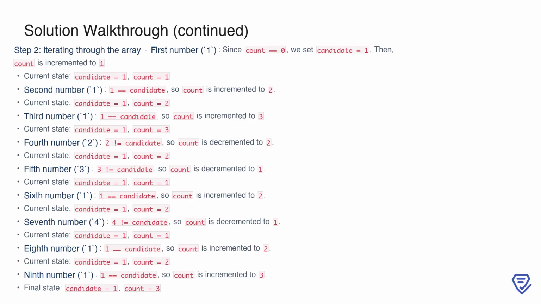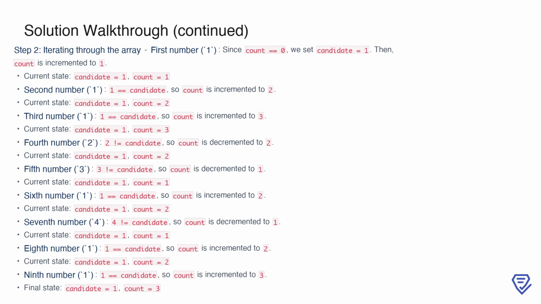The fifth number is 3, again not matching the candidate, so the count decreases to 1. For the sixth number, 1, it matches the candidate, so the count increases to 2. The seventh number, 4, doesn't match, so the count is decremented to 1. The eighth number is 1, which matches the candidate, so the count increases to 2. Finally, the ninth number is another 1, matching the candidate once more, and the count increases to 3.